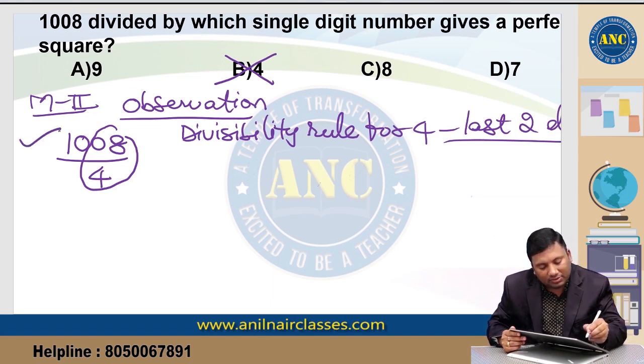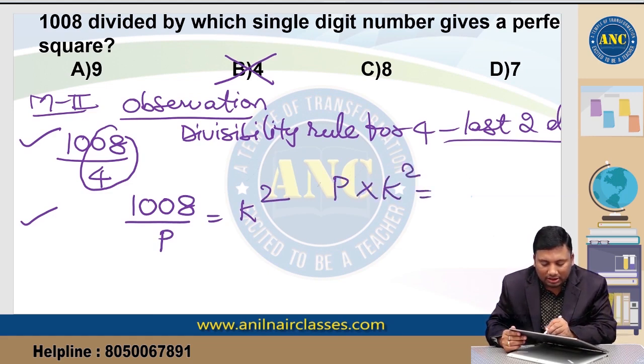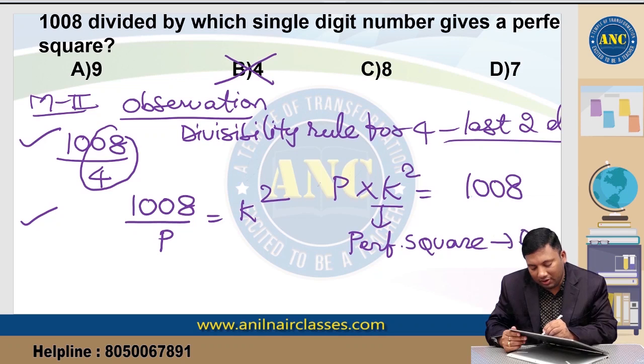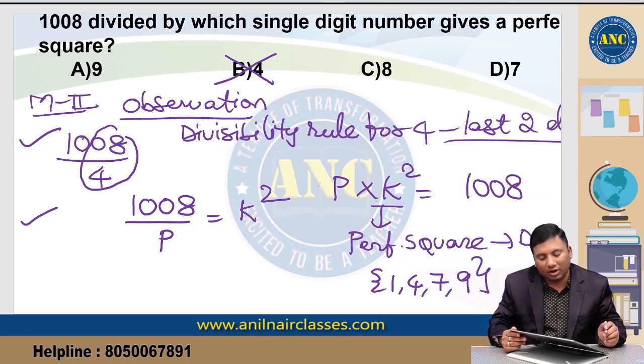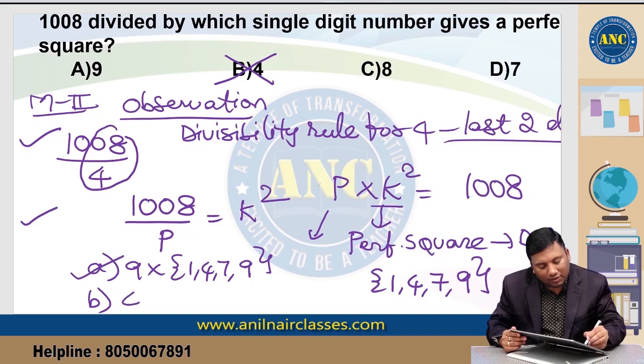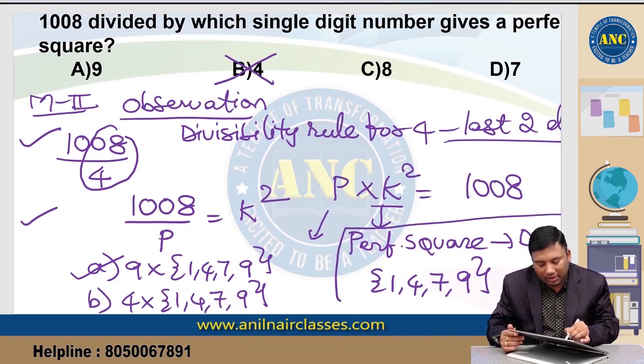Now this is the first observation. Second observation: 1008 divided by P is K square. So P into K square is 1008, and K square is a perfect square. Every perfect square will have digital sum 1, 4, 7 or 9. Now if you see here, P, first option 9: 9 into 1479 may be possible. Second option, 4 into 1479 is also possible. So this logic may not be the best logic.